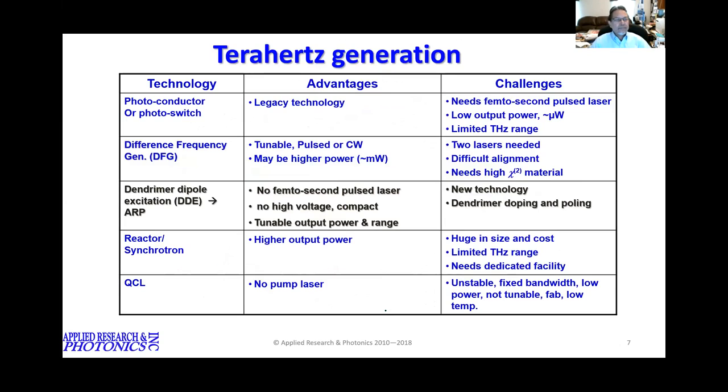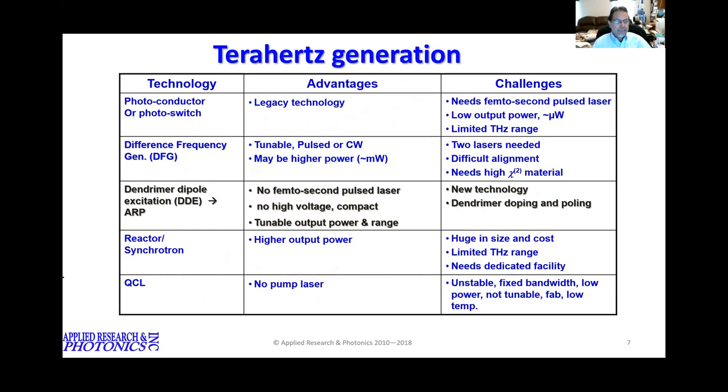The legacy technique is the photoconductor or photo switch, which is exclusively being used everywhere today. But it has challenges. The biggest one is the power. It is still in the range of microwatts of power, and the terahertz bandwidth is only a few terahertz.